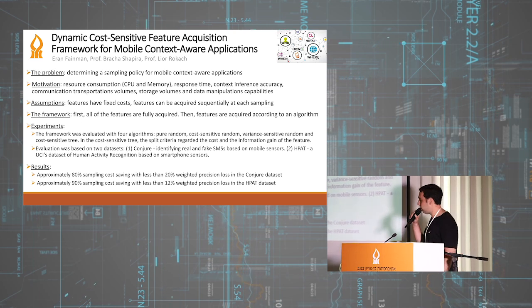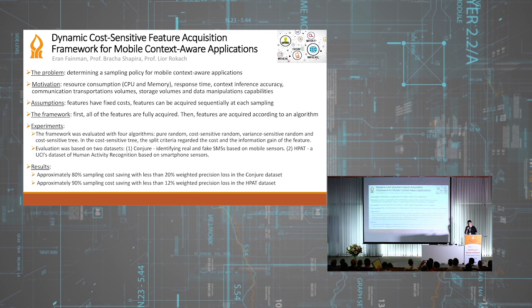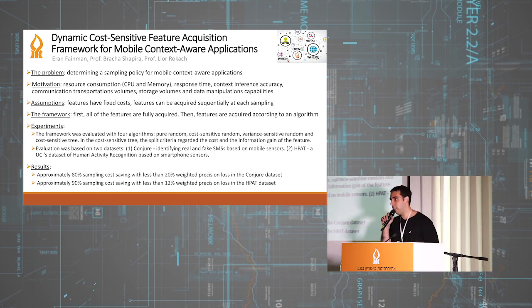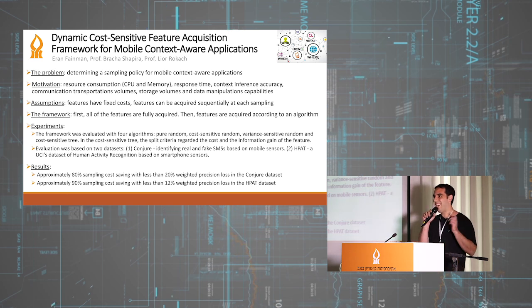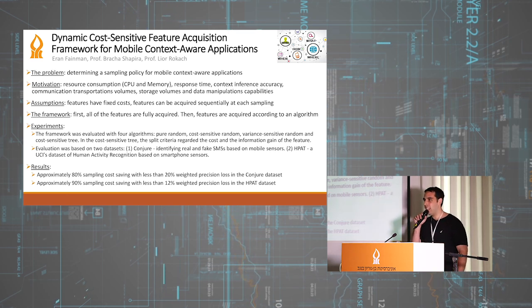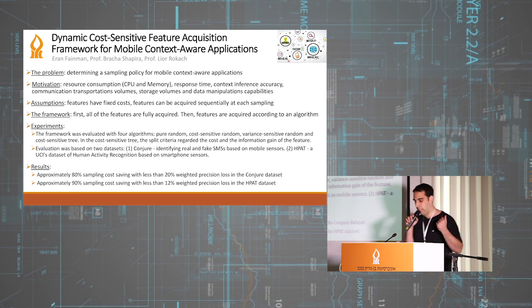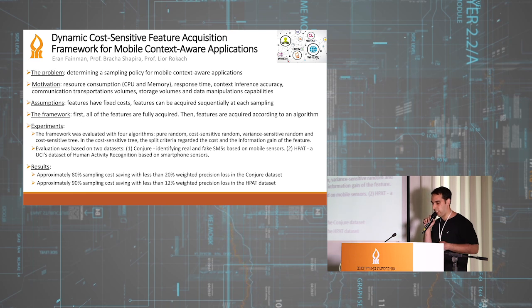The poster presents a framework that involves machine learning techniques in the sampling process in order to improve the performance of the sampling process and the performance of the whole application. The feature acquisition is performed in 2 steps. The first step is the initial step in which we acquire all of the features, and the second step is the dynamic step in which we sample features according to our prior acquired data.